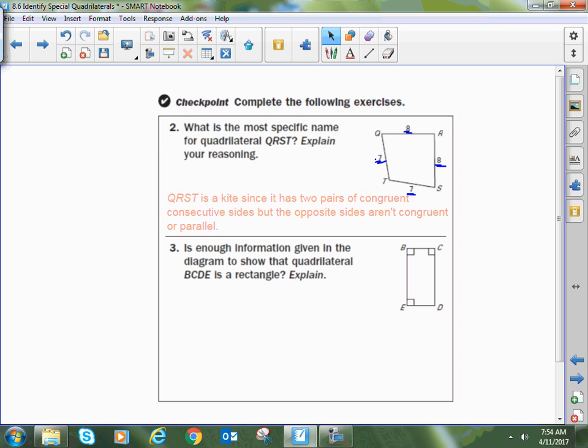So where did, there we go. This is a kite because it has two pairs of consecutive congruent sides, and nothing opposite is congruent or parallel.